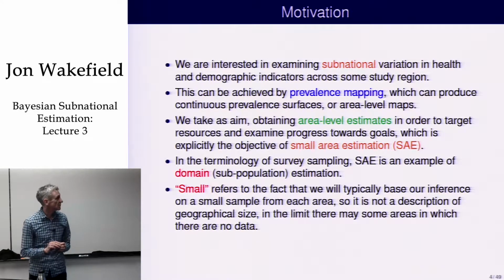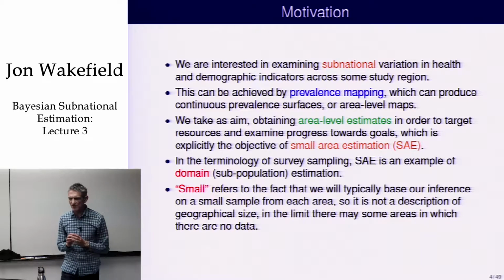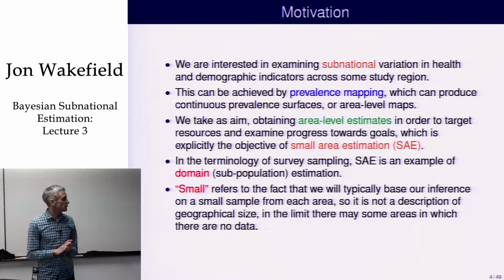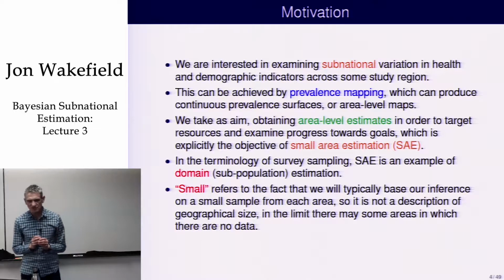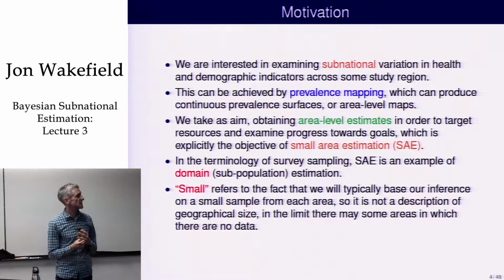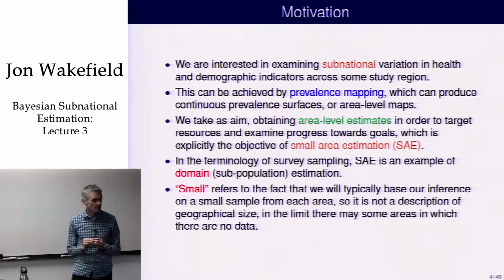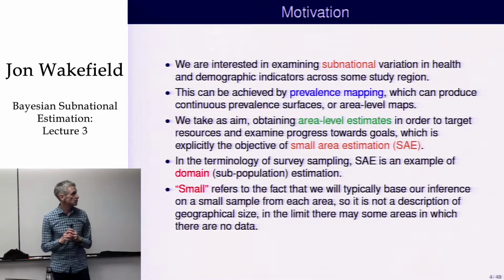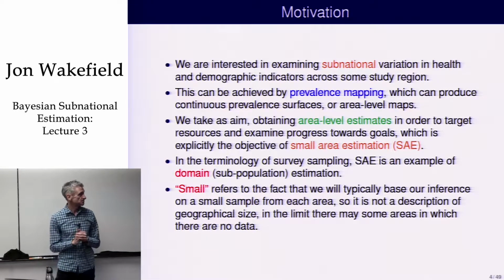So, as I just said, we're interested in examining subnational variation in health and demographic indicators across some study region. And this can be achieved by what's known as prevalence mapping. The aim of that endeavor is to produce continuous prevalence surfaces or area level maps. And what we're going to take as our aim is obtaining area level estimates. The idea there is that we can target resources and examine progress towards goals at those area levels.